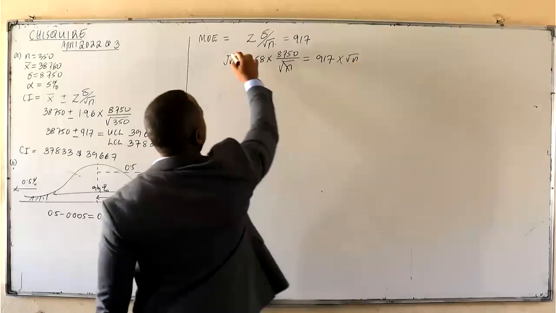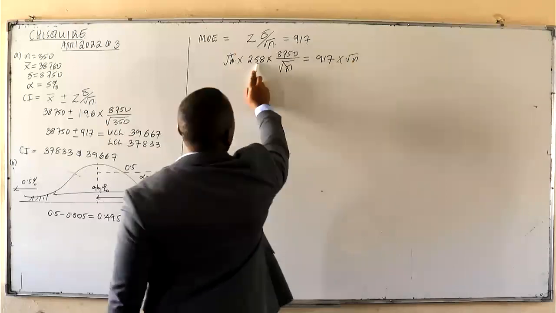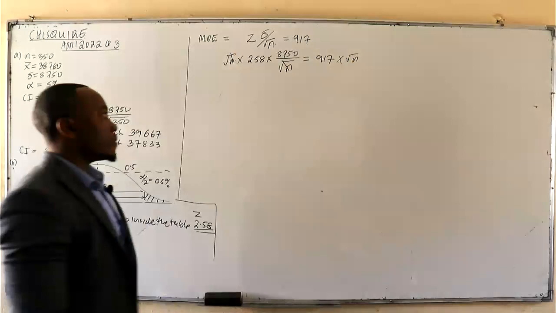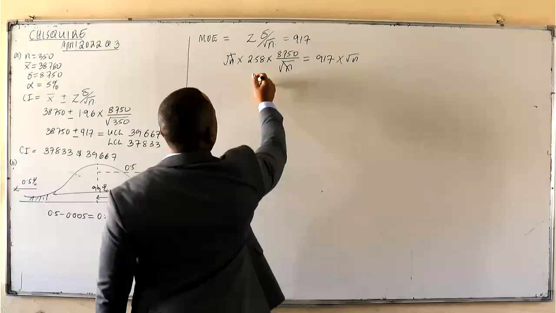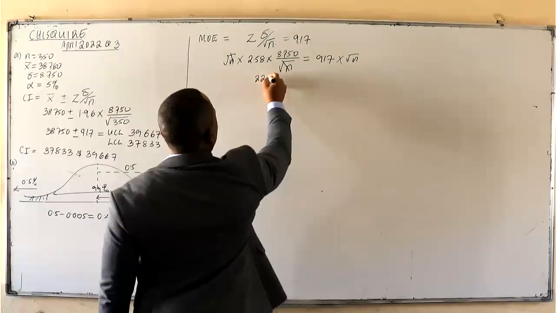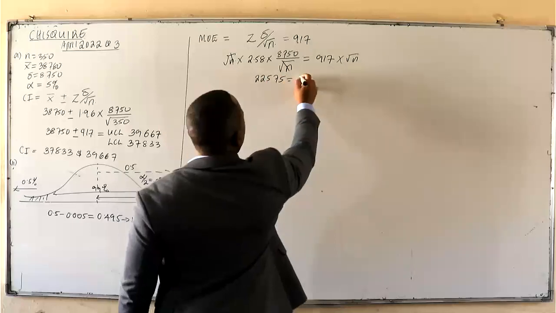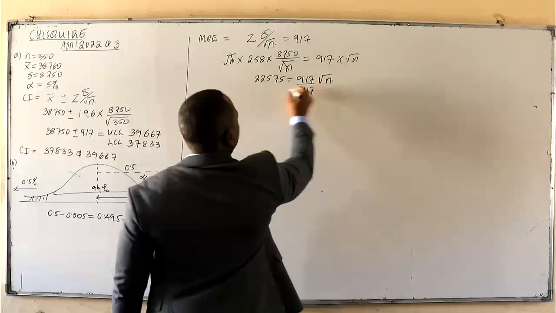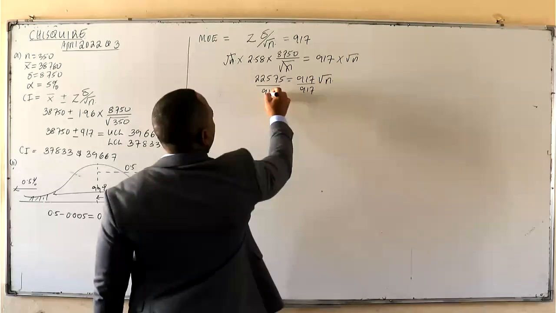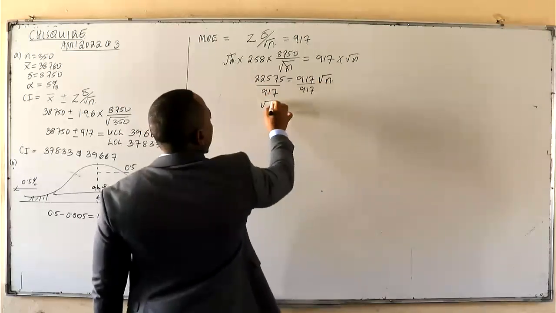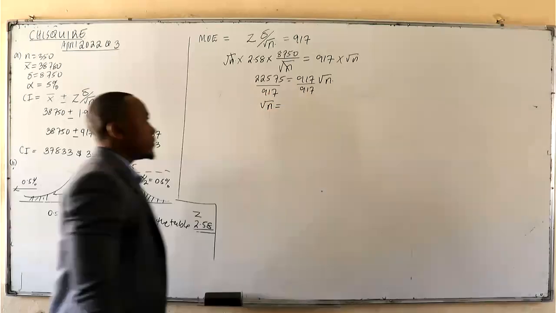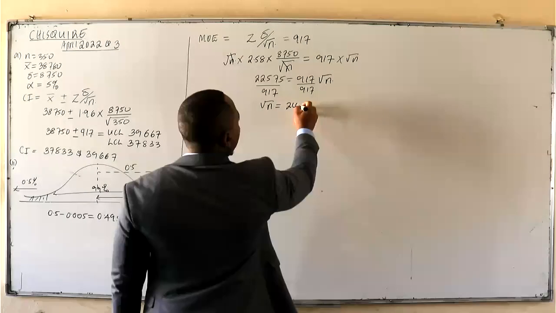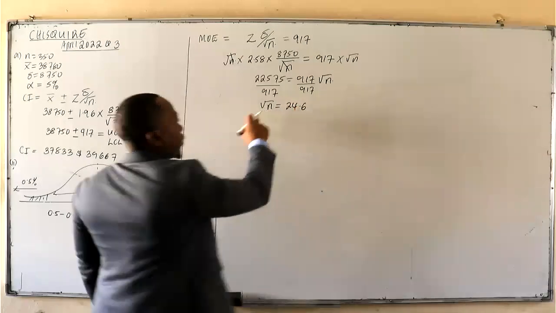So now give me 2.58 times 8750. You get 575 is equal to 917 square root of N. Then you divide both sides by 917. So square root of N will be equal to 24.6. We need N, not square root of N.